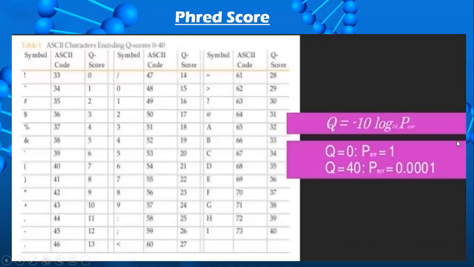So coming to the Phred score. These quality scores are also known as Phred scores. And they're basically ASCII characters. ASCII is the abbreviated form for the American Standard Code for Information Interchange. And this Phred score is calculated using the equation Q = -10 log base 10 P. And this Q score could range from 0 to 40.